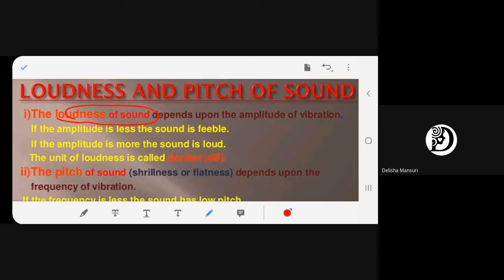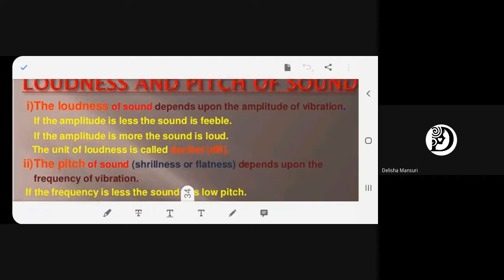First thing we will take up. Now what does it depend on? The amplitude. Now what is amplitude? I told you already. This is the amplitude. This is the amplitude. This is the amplitude. You understood? So the loudness of sound depends on the amplitude. What is the relation? If the amplitude is less, the sound is less. If the amplitude is more, the sound is loud. What is the unit to measure? Decibel. Any problem so far? No, ma'am.